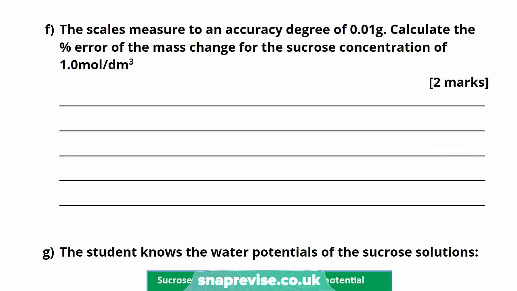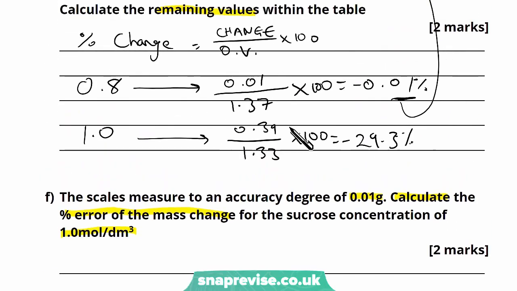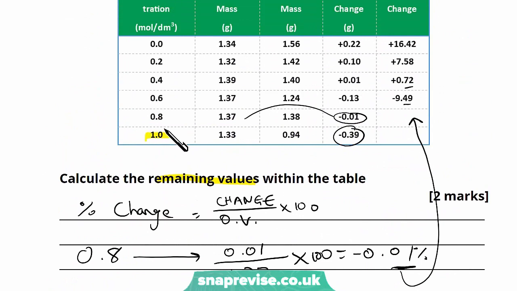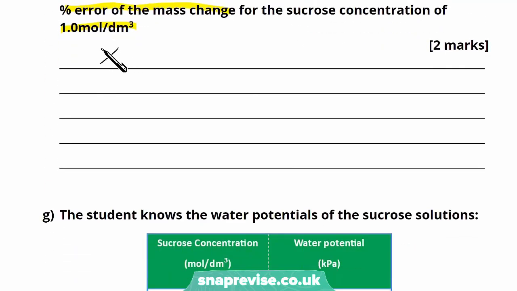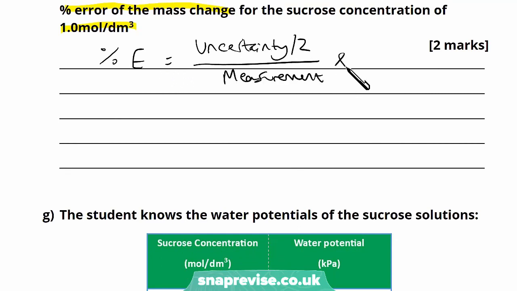Moving on to part F then, it says the scales measure to an accuracy of 0.01 grams. It then says calculate the percentage error of the mass change for the sucrose concentration of 1.0 mole per decimeter cubed. So we need to look back at the table and look at the 1.0 mole per decimeter cubed solution and work out the percentage error of this change. So remember, the percentage error is going to be the degree of uncertainty divided by 2, over the measurement that we've made, and then times this by 100.